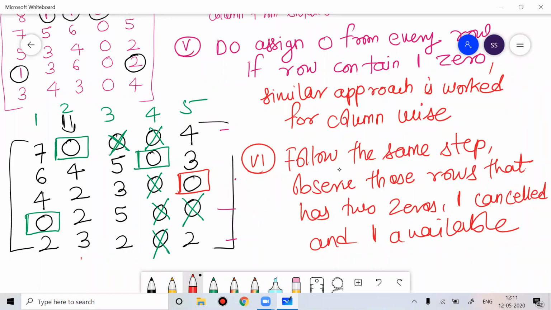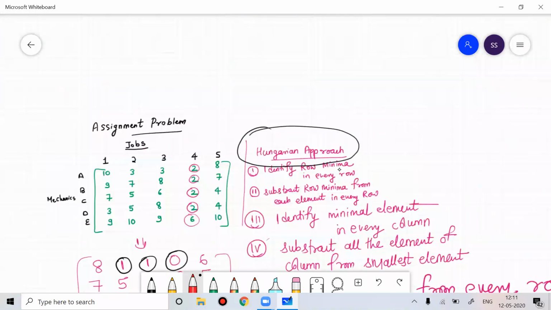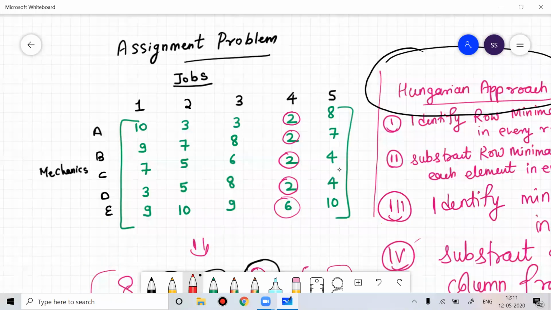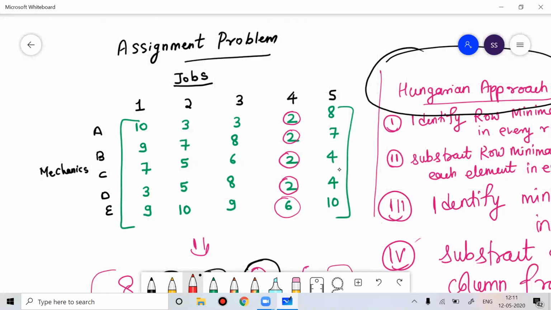First, once you get the problem, this is the problem. Once you get the problem, you have to assign work to every mechanic, and every mechanic is assigned a job. When every job is assigned to a mechanic, you have to do it in such a way that one person gets only one job, and you have to find the optimal value. Randomly you cannot do anything. So you have to do it optimally.